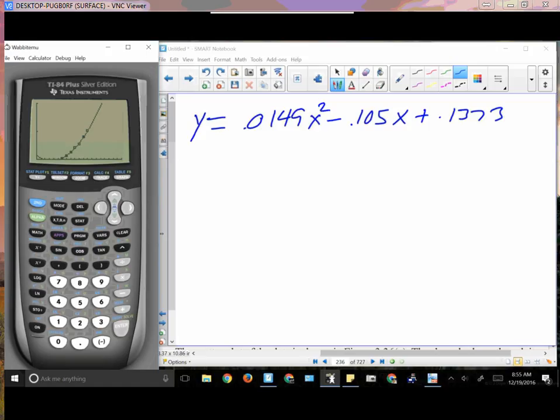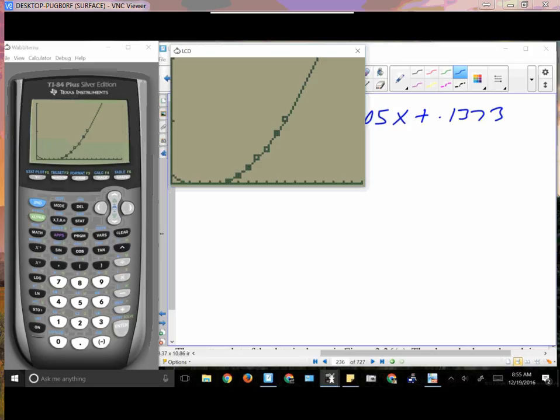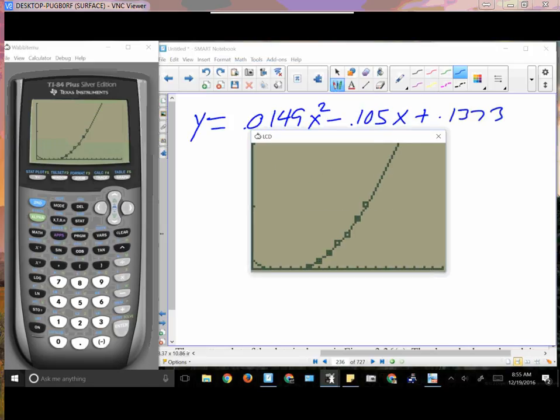Now a few more things. As I look at this graph, I see it's not a half bad fit, is it? But I see something else on here that's puzzling. See this right down here?